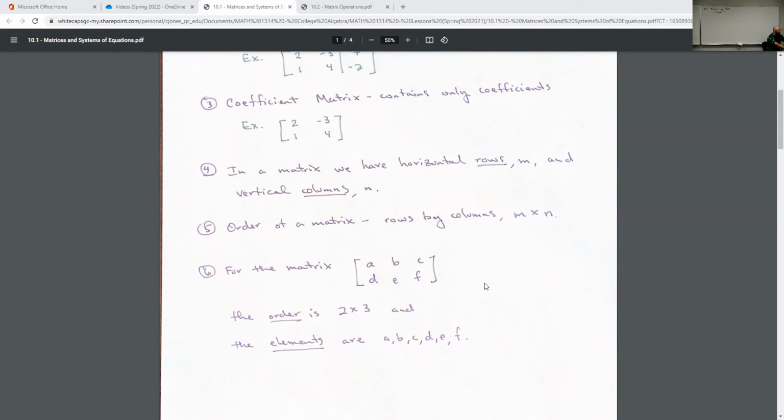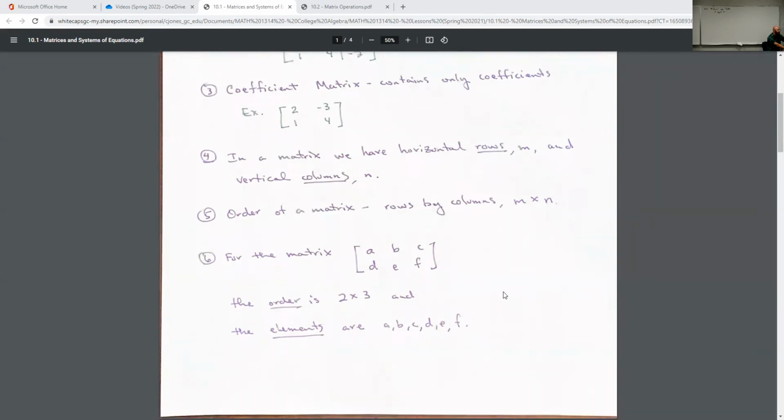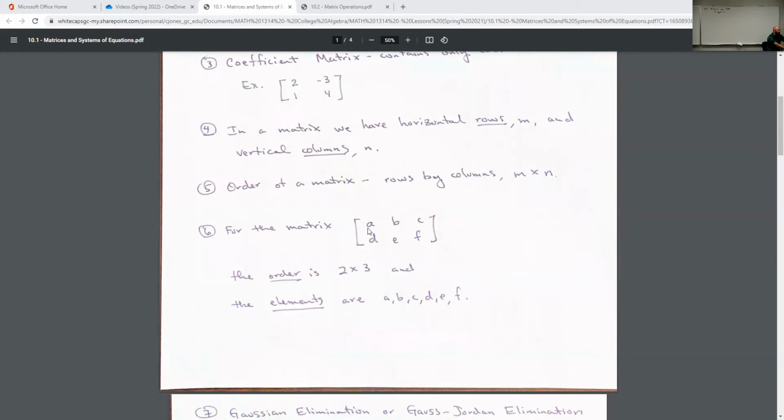Okay. And so they give an example here in number 6. If I have this matrix listed there, we can see there are 2 rows. So let me annotate that. Row number 1, row number 2. Okay. And then columns, we have column 1, column 2, column 3, and that gives us the order of a 2 by 3. And then each one of these, the A, B, C, D, E, F, these are called elements.